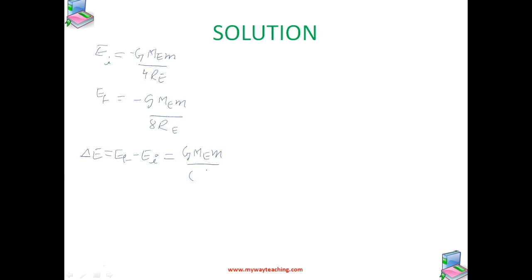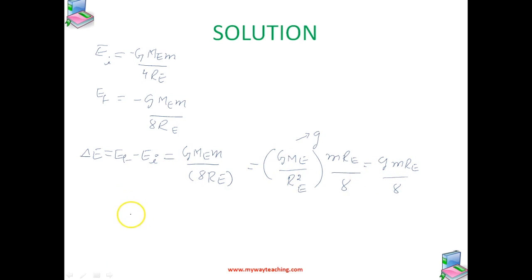GMEm by 8RE, that is also equal to GME by RE square into mRE by 8. So we know this represents acceleration due to gravity, that is g mRE by 8.